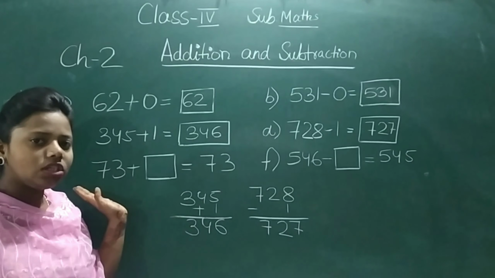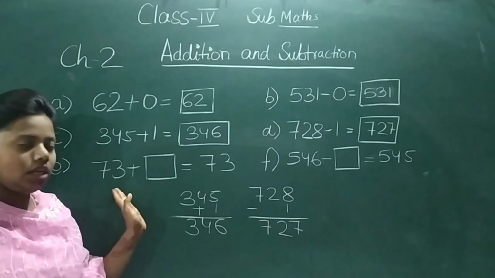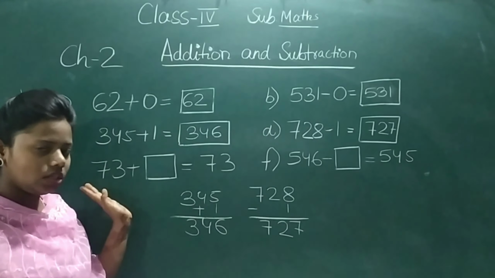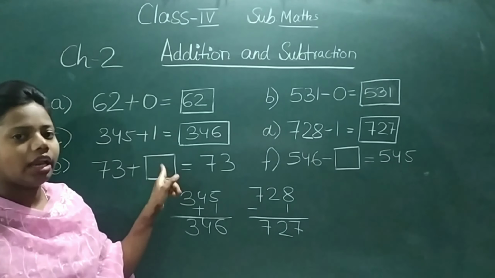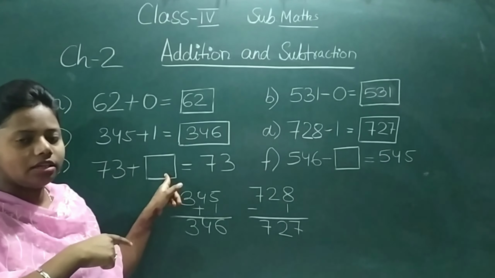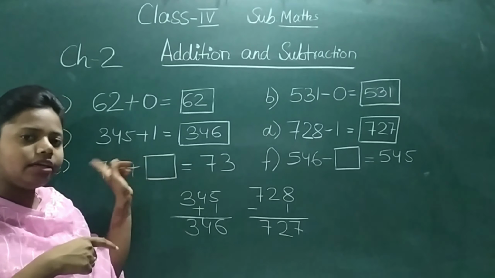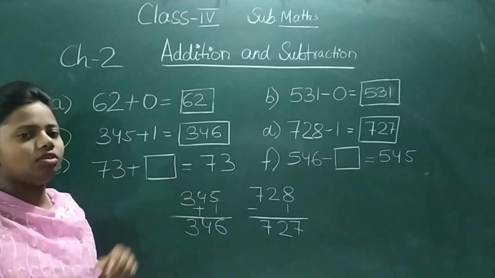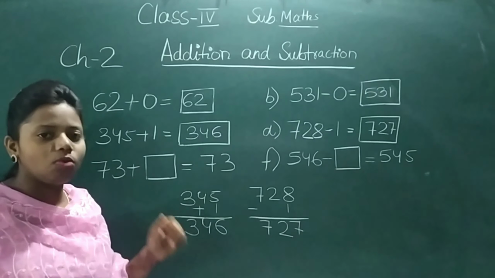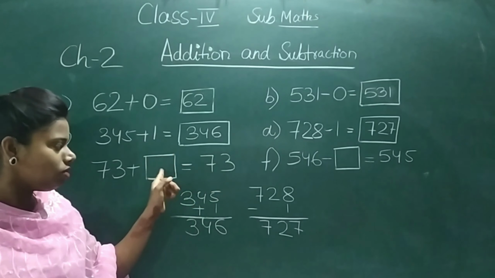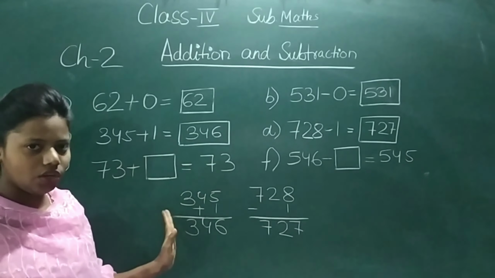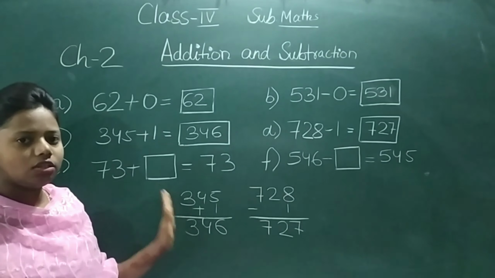Now let's see how to do question E. It is different from the other questions, because here we have to fill the box on this side. We have to write a number that, when added to 73, gives the answer 73. There is a small technique for doing this. We want the answer 73, and we need to find how much must be added to get 73 only. So there is a small trick.